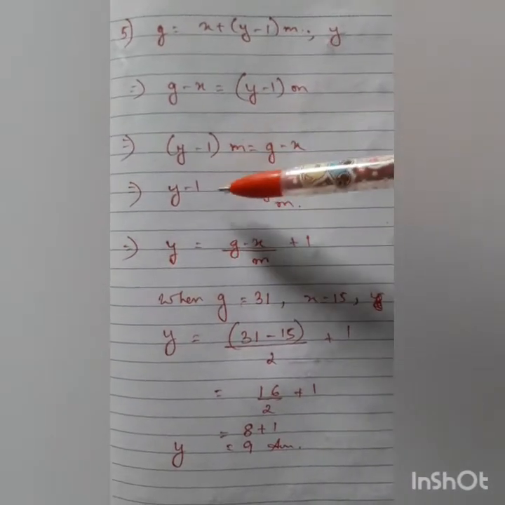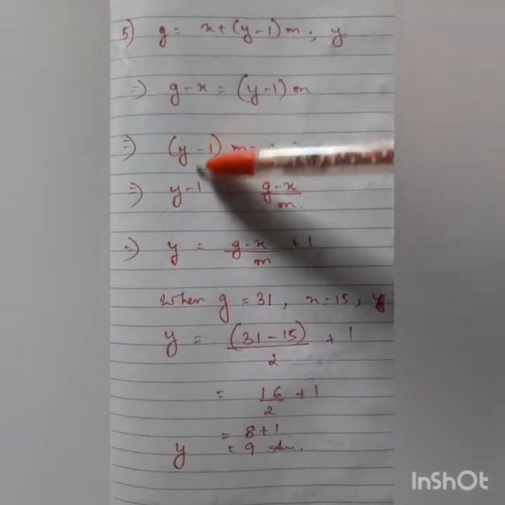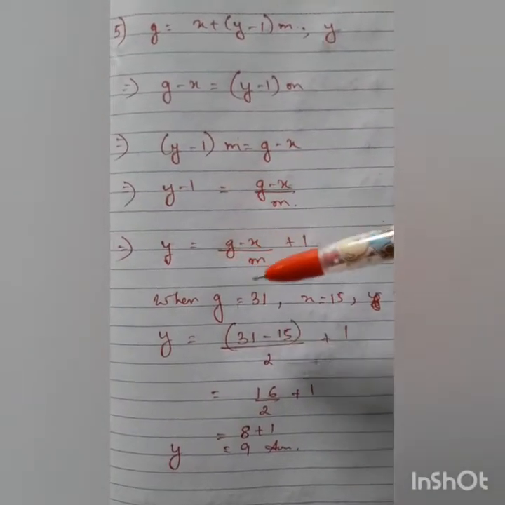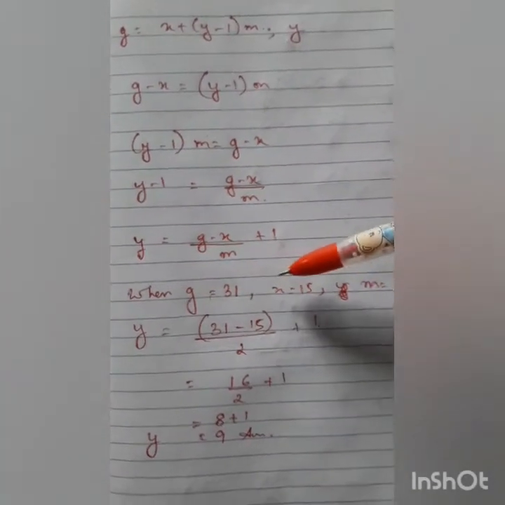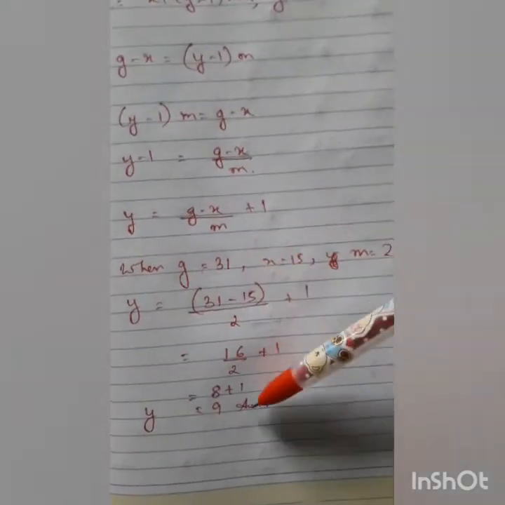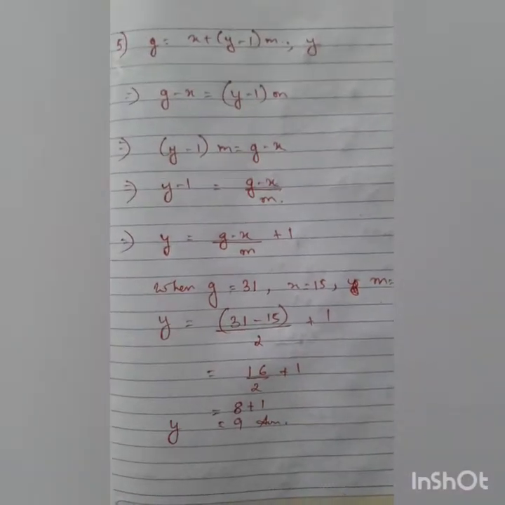You will always have to go step by step. You cannot suddenly jump and move minus 1 from here to that side. Okay. Step by step we will have to go. So now I am just substituting the values of g as 31, x as 15 and m as 2. See, I have got the value of y as 9.